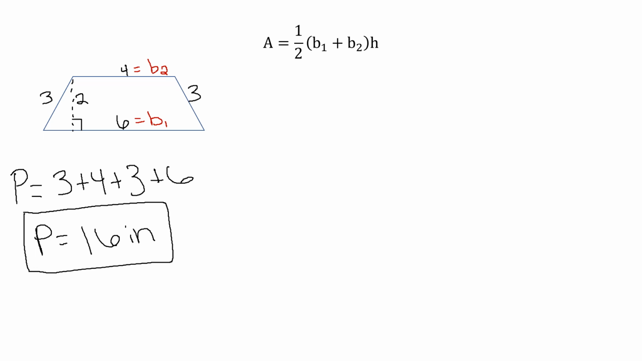My height, remember, has to come at a right angle. Well, here's my right angle sign. That's not a 7, it's a right angle, which means this is my height. For area, I don't even need those 3's, okay?